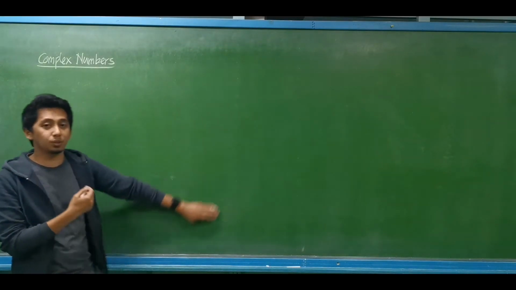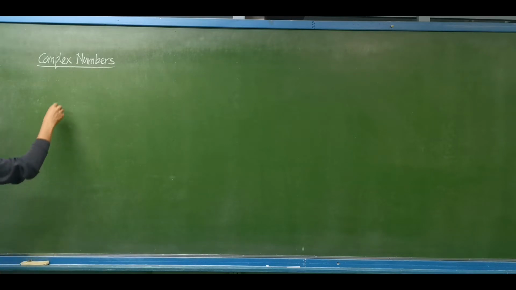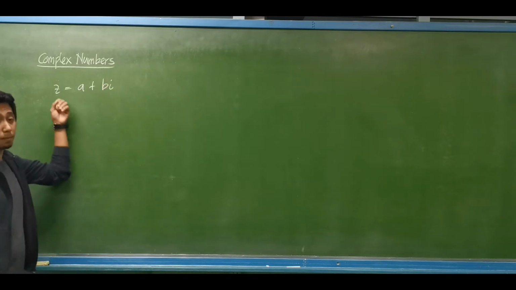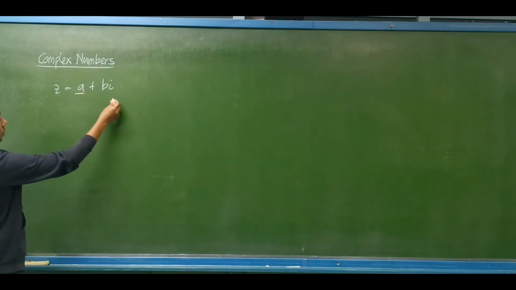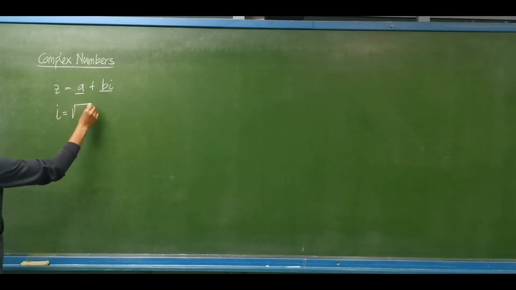Okay, so today we proceed to complex numbers. Complex numbers can be expressed as, for example, z is equal to a plus bi. A complex number is a number that contains a real part and an imaginary part. Let's say a is the real part, bi is the imaginary part. We have the equivalent of i as the square root of negative 1.